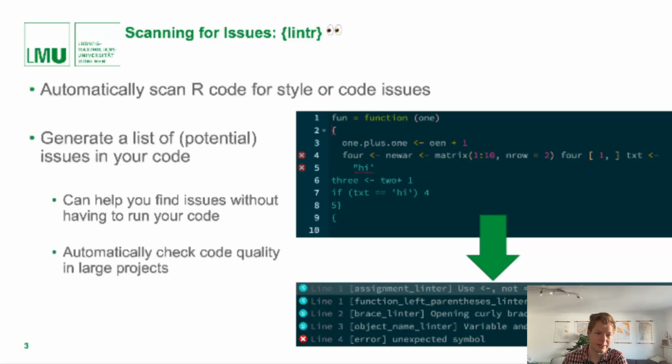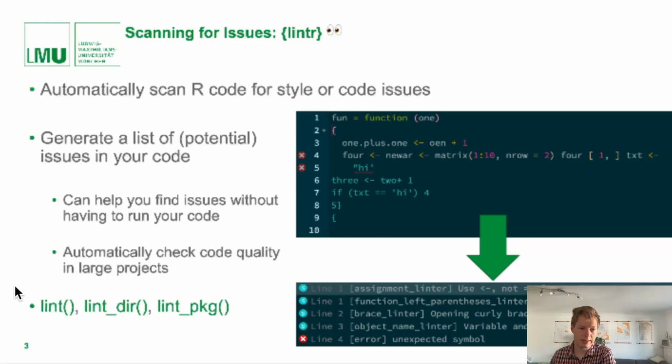Exactly. So it generates a list of potential issues in your code. And sometimes it's even related to issues that could potentially affect the outcome of your code, which can be surprising, I feel. And yeah, it even works in big projects. So it comes with these three functions, and of course more, but these are the big ones that you want to use. So lint a file, lint-dir lints a whole directory.